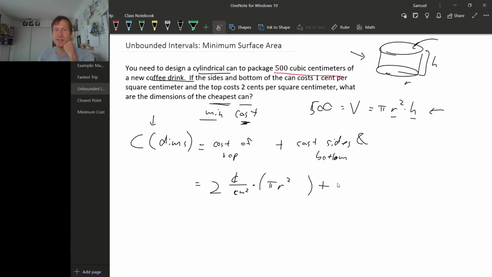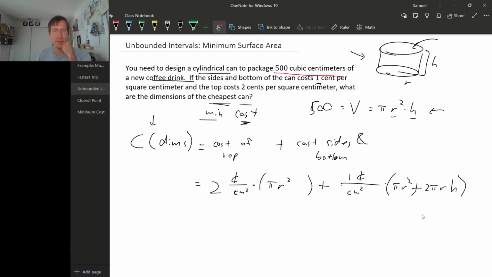Okay, plus, now for the cost of the sides and the bottom. Well, the sides and the bottom are 1 cent per square centimeter, times the surface area of the sides and the bottom. So the bottom is just a disk, so the bottom is pi r squared again. What about the sides? Well, the circumference around this thing is 2 pi r, and then times the height to get the area of the sides. So we need to add the circumference, 2 pi r, times the height.